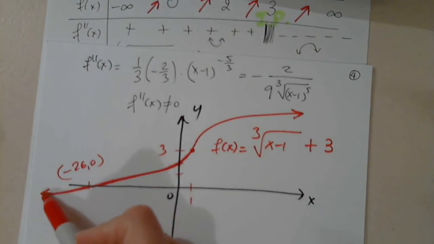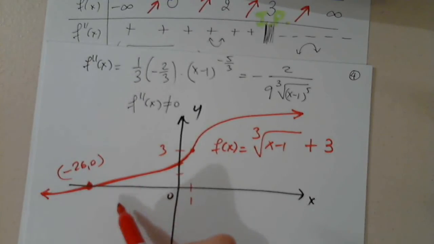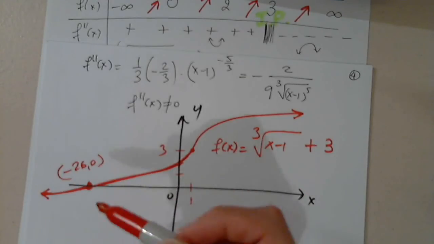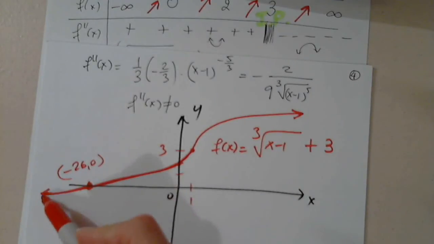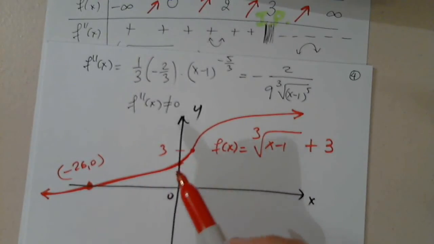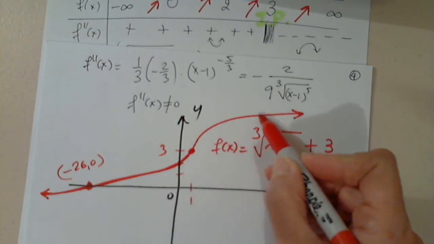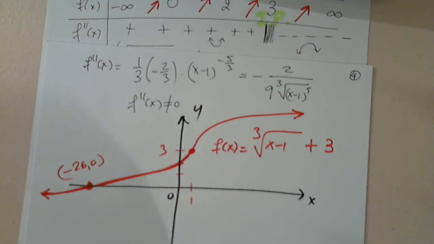So coming from negative infinity, crossing at negative 26, 0, it's a little bit weird because my measurement unit is not good. I couldn't go too far, so I can present negative 26, 0 better. So opening upward, according to the chart, it has an inflection point at 1, 3, changes concavity, and continues towards infinity, increasing towards infinity.